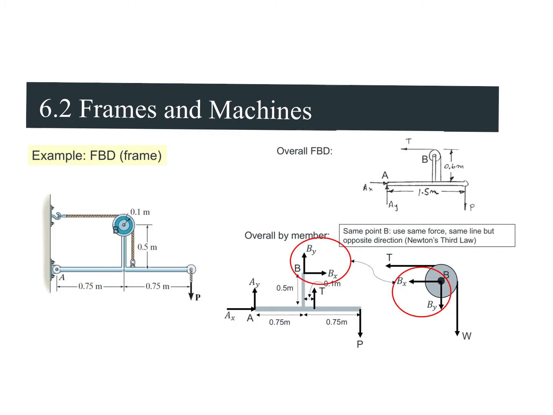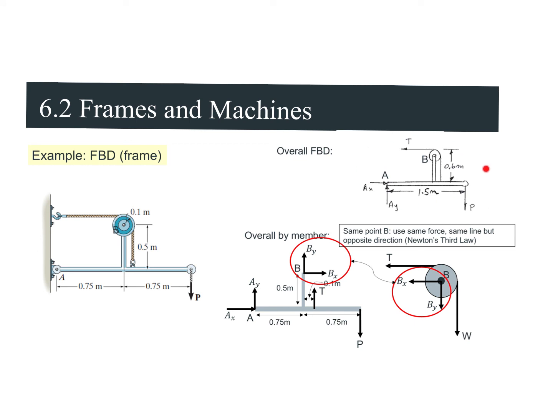Okay, next example. As you can see here, we have one multi-force member, one pulley, and one cable. So for the overall FBD, we know that we have to put AX and AY due to the pin connection, and then we have the tension and force P. Here you no need to include the force components of point B. This is just for the overall.